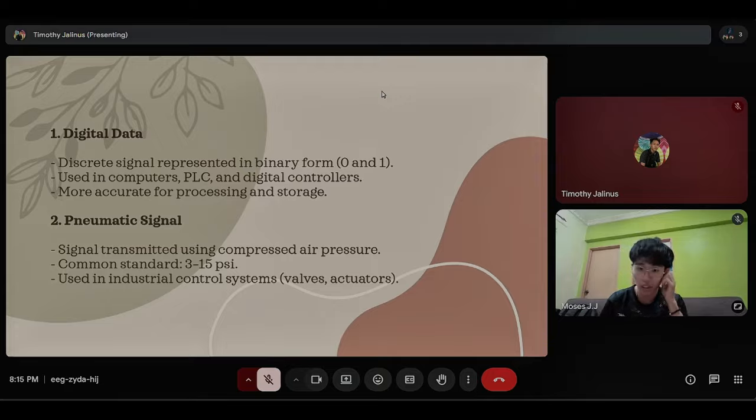Digital data signals are widely used in modern control systems such as PLCs, computers, and microcontrollers because they are more reliable for data processing, storage, and communications.